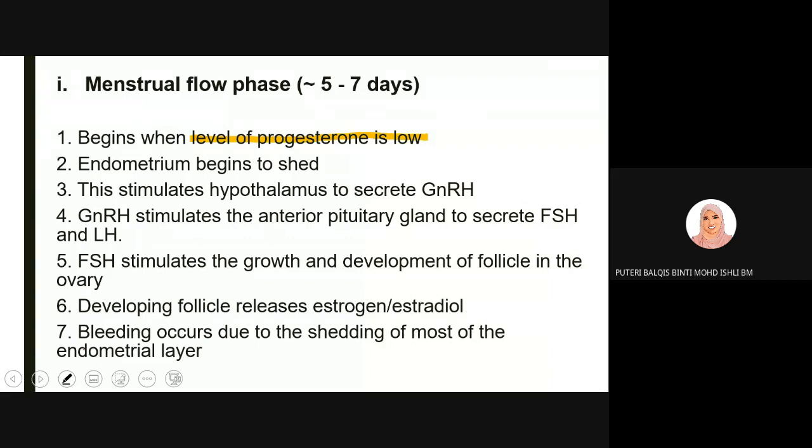So, menstrual flow phase begins when the level of progesterone is low, endometrium begins to shed. Endometrium akan jatuh. So, when endometrium begins to shed, hypothalamus will secrete GnRH. GnRH stimulates anterior pituitary gland. Anterior pituitary gland will secrete FSH and LH. FSH buat apa? Stimulate the growth and development of follicle. Follicle buat apa? It will release estrogen. Bleeding occurs due to the shedding of most of the endometrium layer. That is menstrual flow phase.